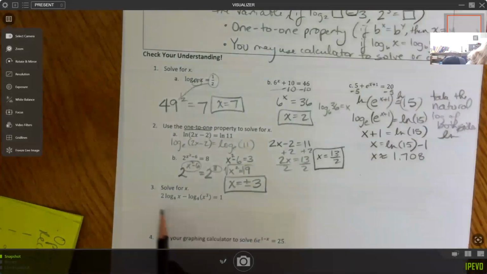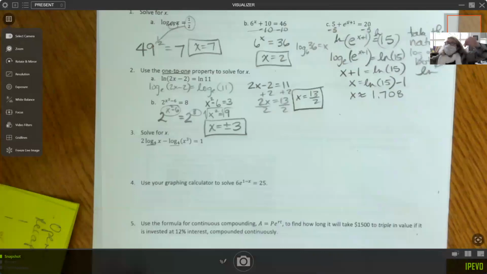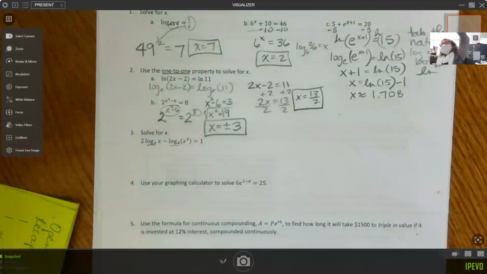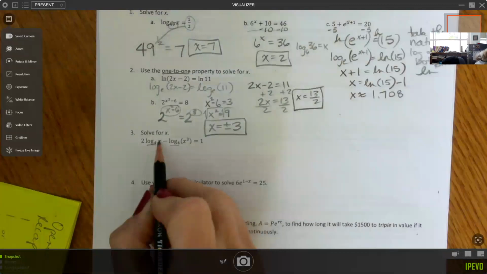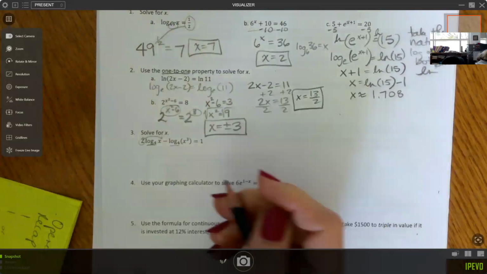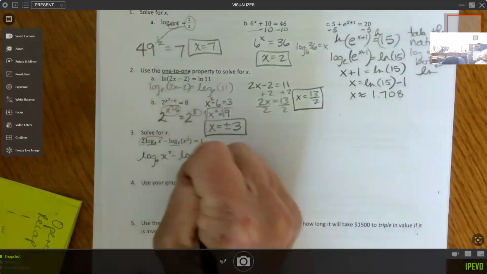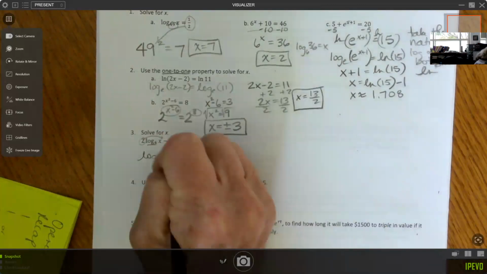When I see a subtraction and the same base, hopefully it makes sense, I am going to want to use my log properties. If I can rearrange this so it is log base 4 of just a single expression equals 1, I'm going to be able to say 4 to the 1 equals whatever that is. So my first step is to take this coefficient and write it as an exponent. I'm going to have log base 4 of x squared minus log base 4 of x cubed equals 1.